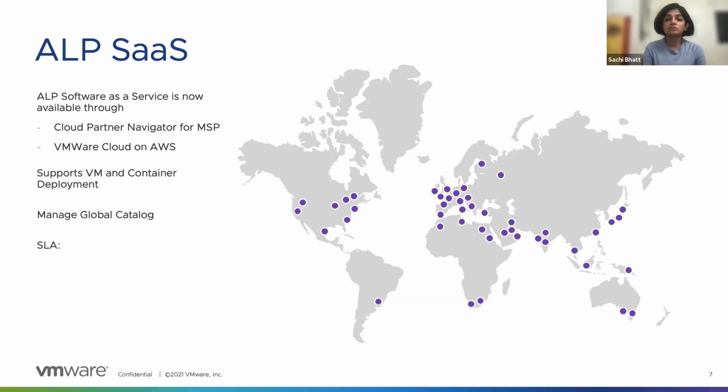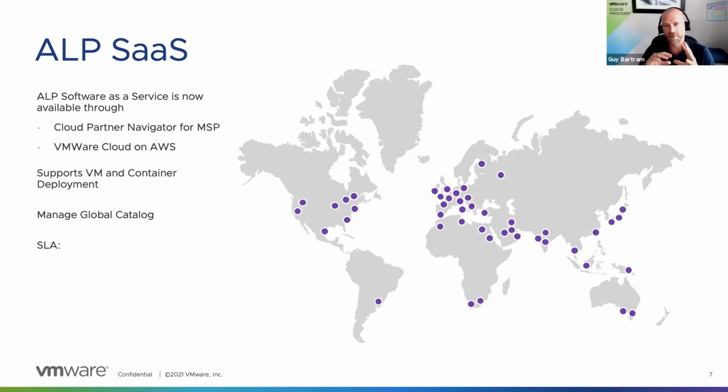Yes, so you can also select Cloud Director service as an endpoint. Through Cloud Partner Navigator, we will identify which cloud endpoints you want to publish this ALP SaaS, ALP as a service, to, and you can also select which customer organization. We can go to that granular level, on which customers you want to publish those catalogs to, on which CDS.